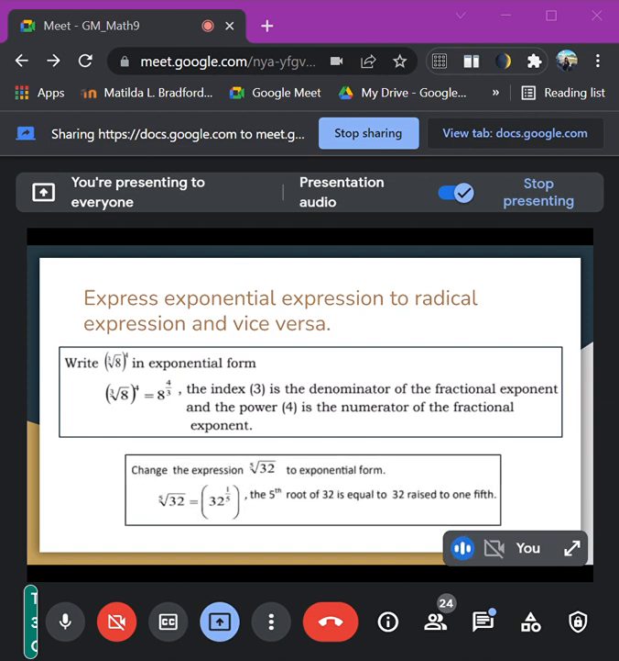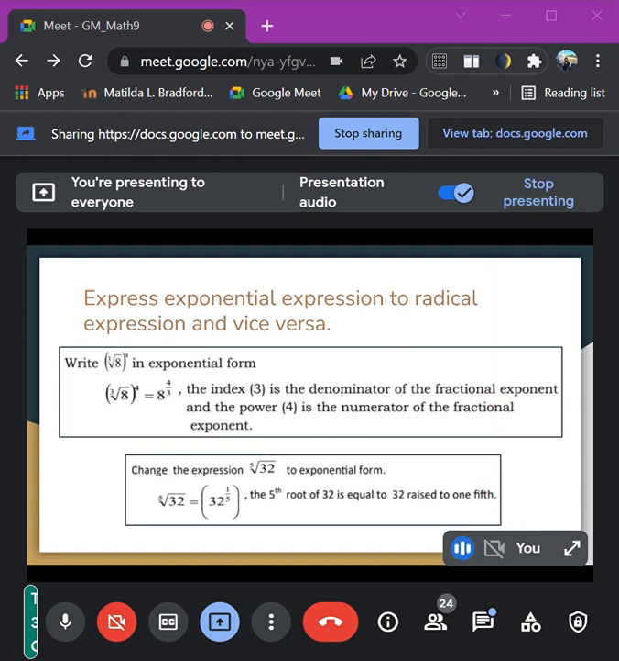Change the expression fifth root of 32 to exponential form. So same process, 32 ang base. And then, since wala man ta exponent, you can just put 1 sa inyong numerator. And then your index is 5. So you have there your denominator is 5 in your exponent. So the fifth root of 32 is equal to 32 raised to 1/5.